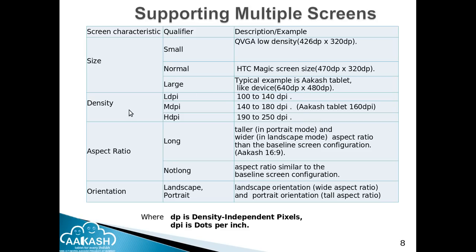Now density can be categorized into LDPI, MDPI, HDPI. LDPI, as we discussed earlier, is low density screen, which ranges from 100 to 140 dpi. MDPI is medium density, which ranges from 140 to 180 dpi, where dpi is dots per inch. HDPI is high density, which ranges from 190 to 250 dpi. Our Akash tablet has a density of around 160 dpi, so it comes into the MDPI category.